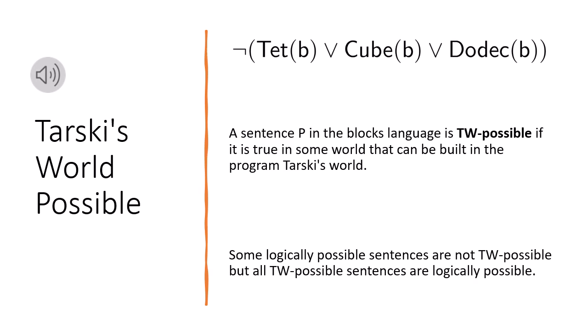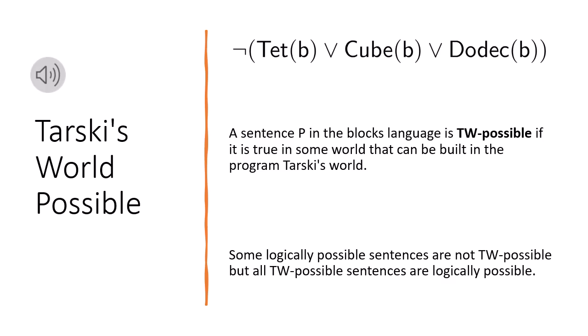The first concept that we'd like to introduce that is more concrete than logically possible is the notion of Tarski's world possible. And we'll say that a sentence P in our blocks language, that's the one that is used in Tarski's world, is Tarski's world possible, or just TW possible for short, if it's true in some world that can be built in the program Tarski's world. In other words, you can construct a world file, and when you hit that evaluation button up in the upper right-hand corner, you'll get a true value for your sentence P.